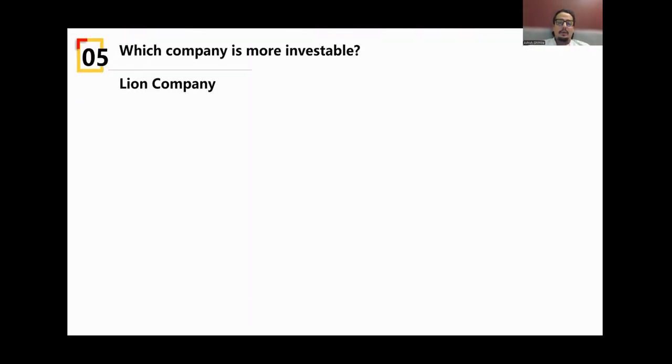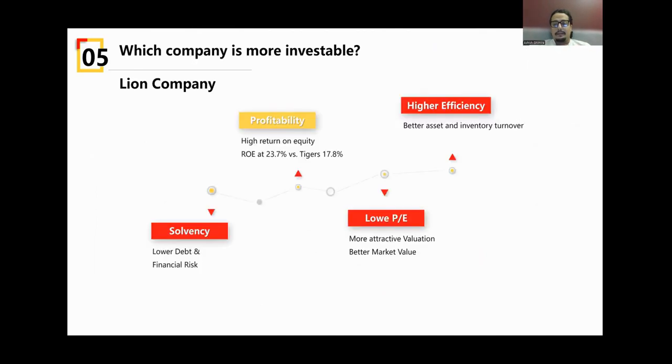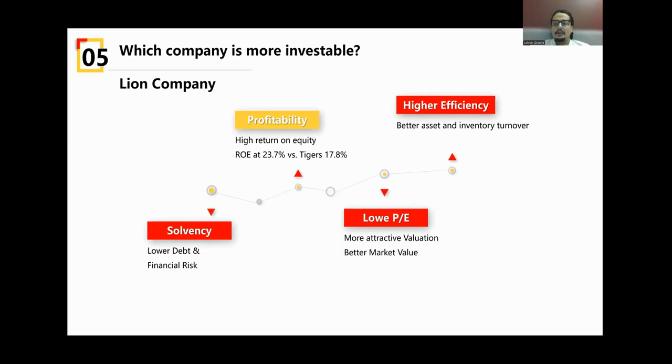Which company is more investable? Of course, Lion. If we are looking purely at short-term liquidity, Tiger does reasonably well. It has sufficient current and quick ratios and healthy working capital, which means it can handle its short-term obligations without too much trouble. But when we shift our focus to long-term financial health, Lion clearly pulls ahead.